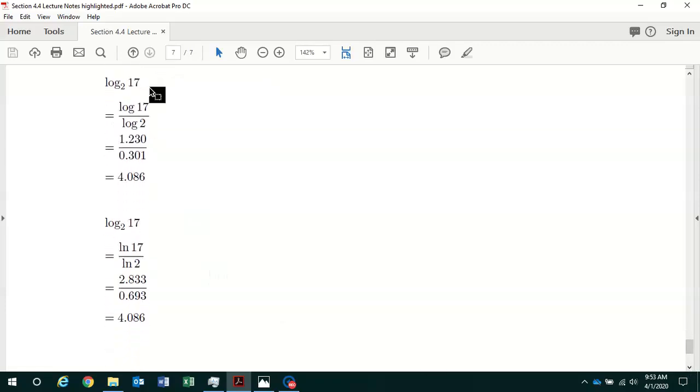Now let's say we need to find log base 2 of 17. Using the common log, that's equal to common log of 17 divided by common log of 2, which is equal to 4.086. Using the natural log, log base 2 of 17 is equal to natural log of 17 divided by natural log of 2, which again is equal to 4.086. It doesn't matter whether you use the common log or the natural log, but you've got to use the common log in both the numerator and denominator, or use the natural log both in the numerator and denominator.